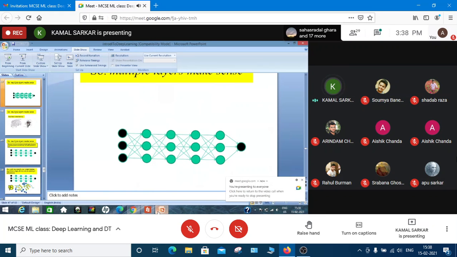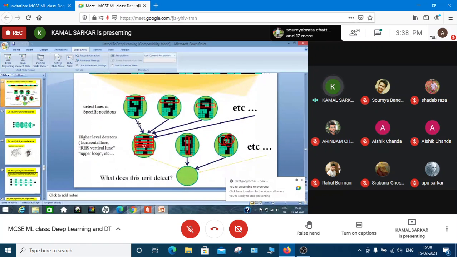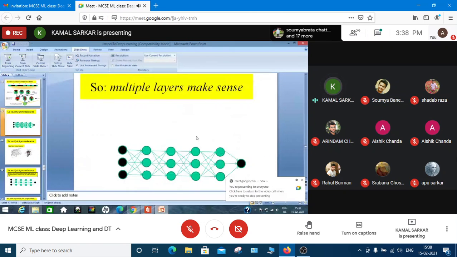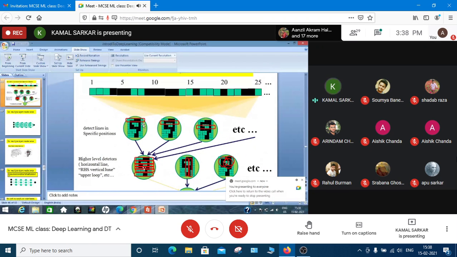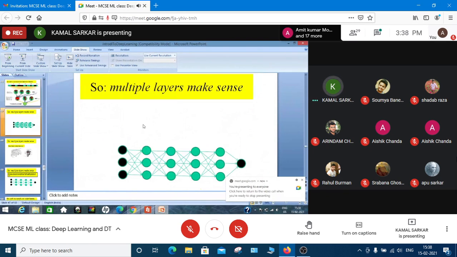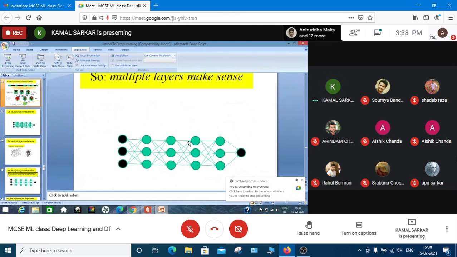So now here the different output nodes will learn the different pictures, different images of the digits. And hidden nodes will learn the horizontal lines, vertical lines, and also loops and this type of features.